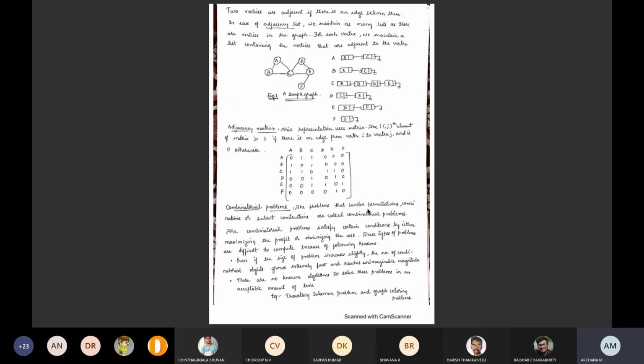Problems that involve permutation, combination, or subset constructions are called combinatorial problems. A combinatorial problem satisfies certain conditions by either maximizing the profit or minimizing the cost. You will be learning this in module 4. These types of problems are difficult to compute for the following reason: even if the size of the problem increases slightly, the number of combinatorial objects grows greatly. We will explain this in modules 4 and 5, and then you'll come to know what that is.